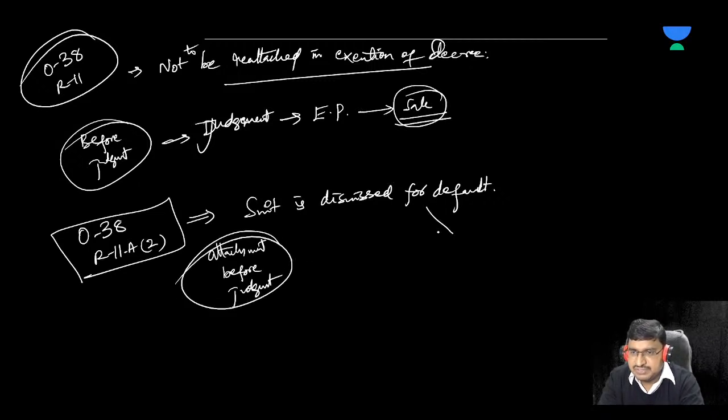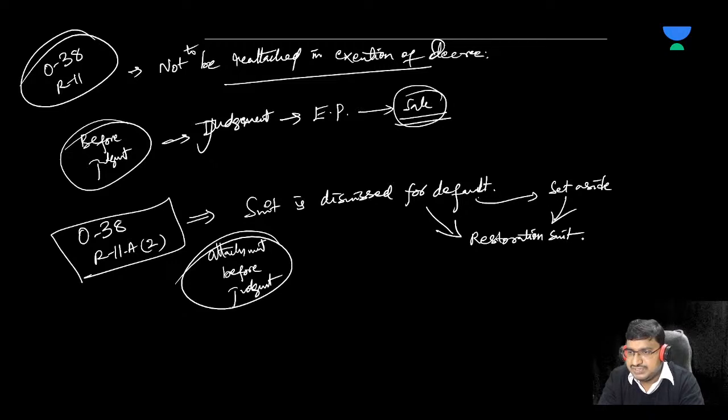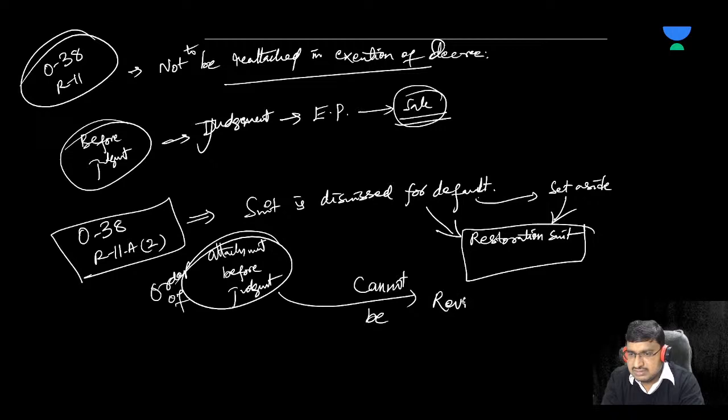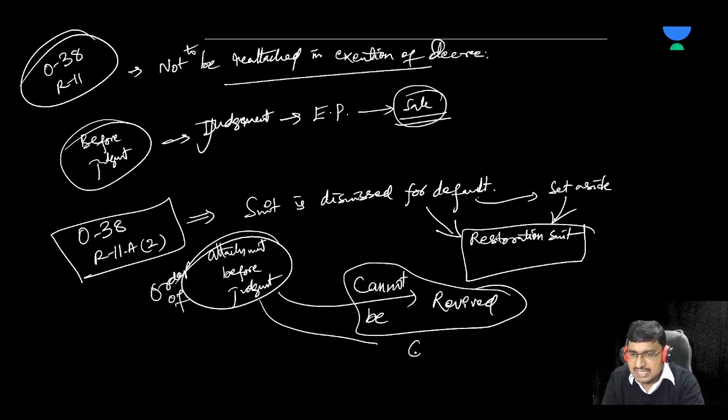The suit is dismissed for default. Thereafter, he has filed an application for restoration of the suit. This dismissal for default has been set aside and the suit is restored. Now, once the suit is restored, the order of attachment before judgment cannot be revived. Cannot be revived. Therefore, this cannot be restored.